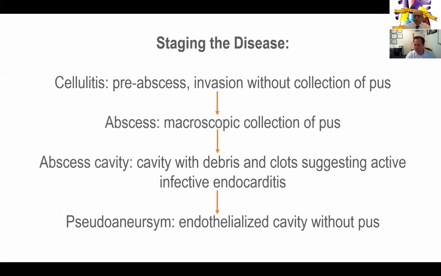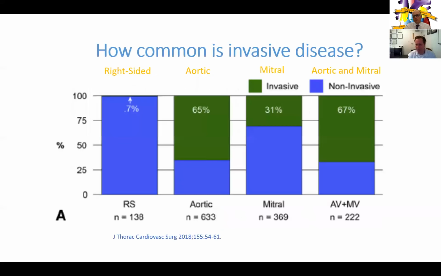And like any infection, we can stage the disease, and endocarditis is no exception. So it usually begins with, we think about invasive disease as cellulitis, and then as that coalesces to form an abscess and then an abscess cavity. And that abscess cavity can then become endothelialized without pus and form a pseudoaneurysm. So when I'm looking at a transesophageal echo or a CTA, and it's a patient who I think has an invasive complication related to endocarditis, I'm thinking, where are they in terms of this progression?